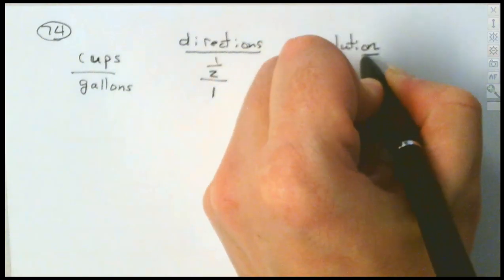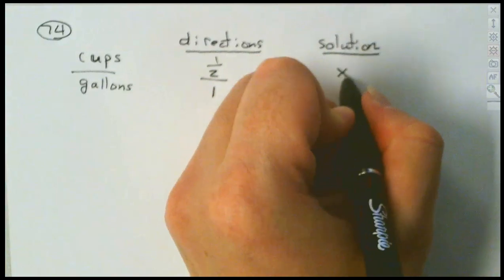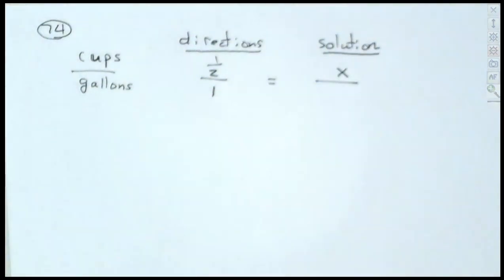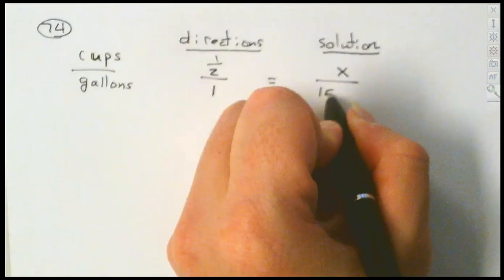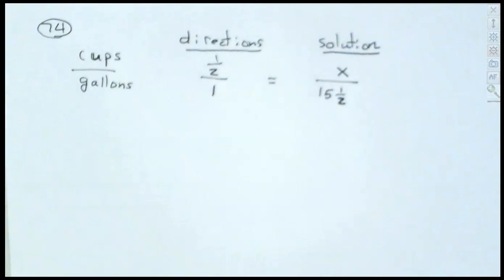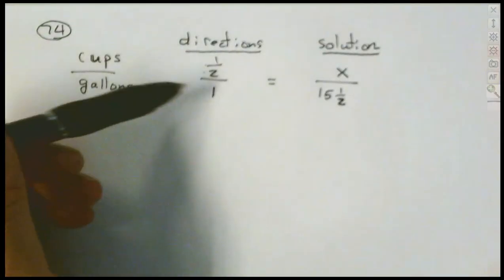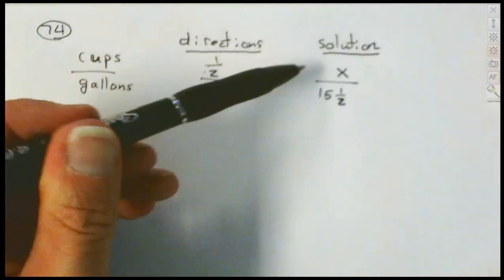The solution that we're going to make up. We don't know how many cups of that solution we need, but how many gallons are we going to have to use? Well, we want 15.5 gallons of water, right? Does everyone see how I got the ratio? So this is what the directions say, and this is going to be our new solution that we're going to mix up.